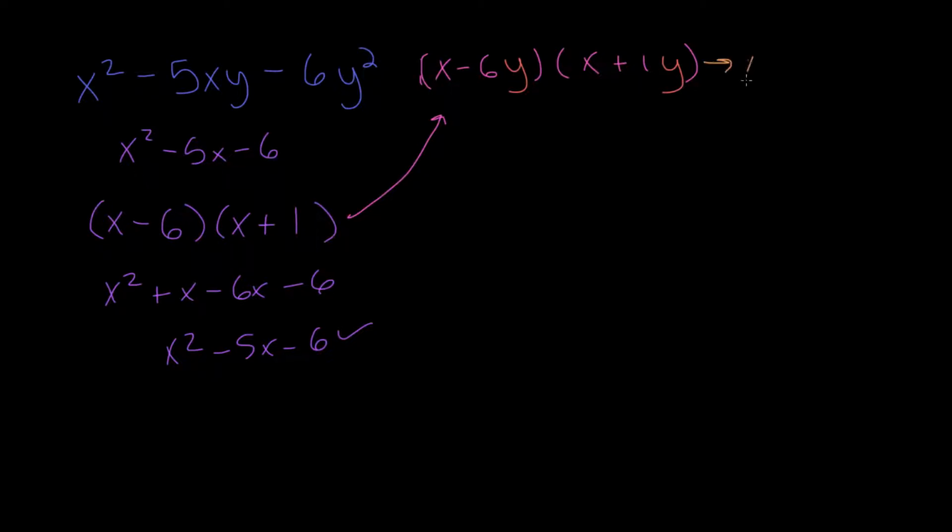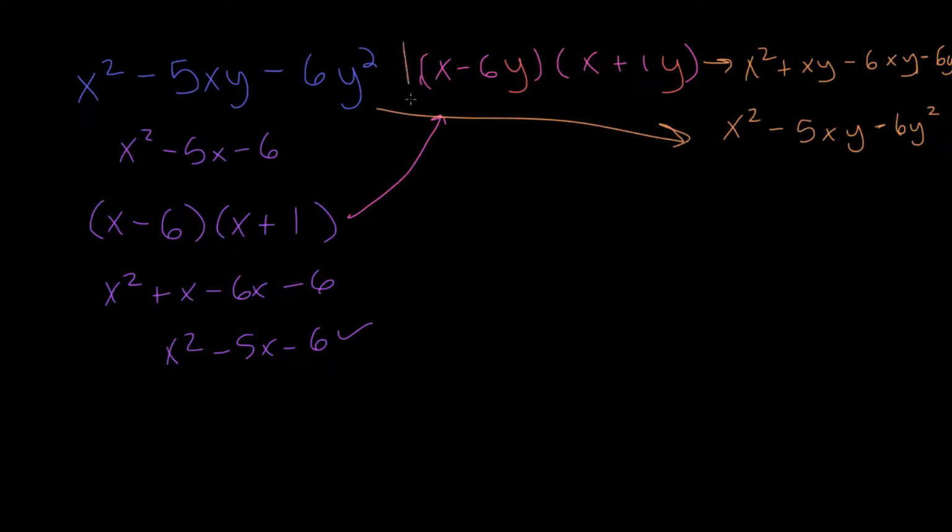So we have x squared plus xy minus 6xy minus 6y squared. Simplifying that, we have x squared minus 5xy minus 6y squared. Sorry, my bad, that is a minus 6y squared. So those two are the same, which means that this is our final answer.